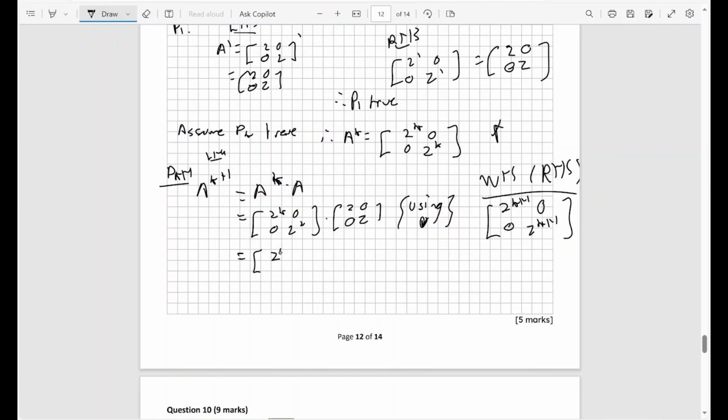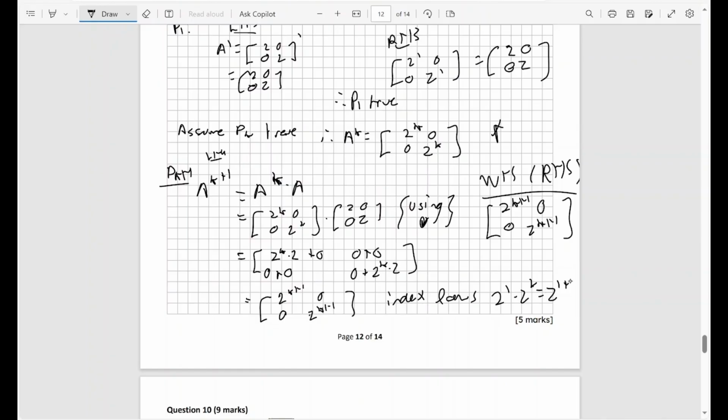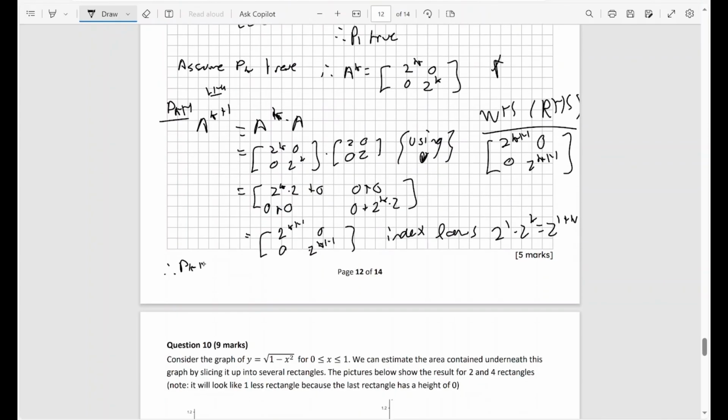which is 2 to the k times 2 plus 0, 0 plus 0, 0 plus 0, and 0 plus 2 to the k times 2. And using your index laws, add the powers, so you get 2 to the k plus 1, 0, 0, 2 to the k plus 1. Index laws, 2 to the 1 times 2 to the k is 2 to the 1 plus k. Therefore, Pk plus 1 is true. Therefore, by induction, A to the n is 2 to the n, 0, 0, 2 to the n for all n in Z.